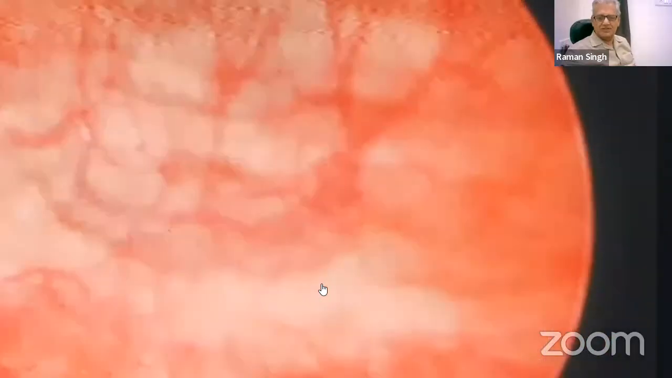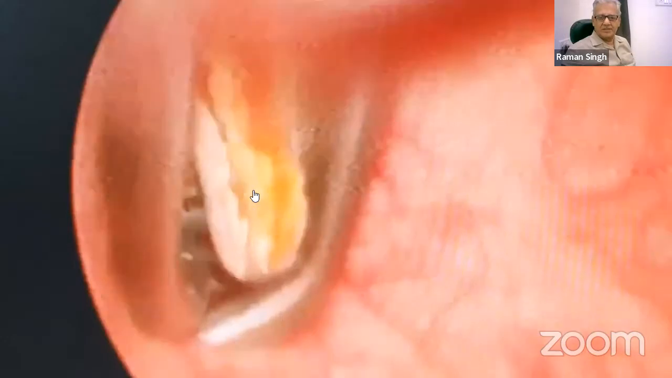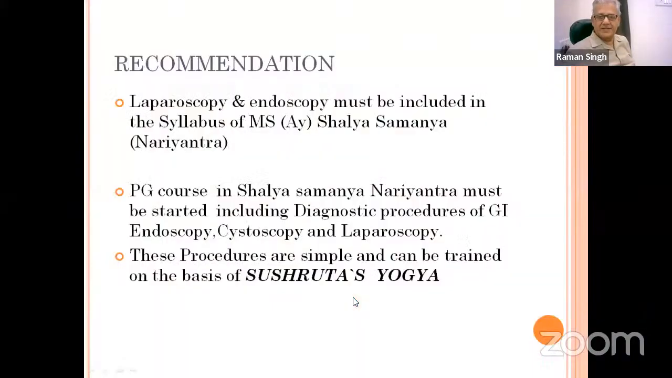Usually I was doing this diagnostic procedure only. But as Sushruta said, according to our own buddhi, the idea came to my mind: why not introduce a 10 mm trocar and get it out.